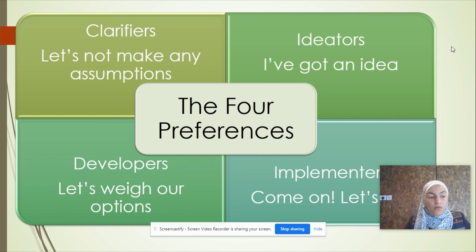So we have these four preferences, and if you reflect now on your students, you can see that yes, I have some students who are clarifiers. Some of them are ideators, who can come up with ideas directly. Some of them are developers and implementers. So all this information can help you to build a good team. If you want to generate a group, maybe you can choose some students who are clarifiers and put them with ideators, developers, and implementers together. So this could help them to come up with better or creative solutions.